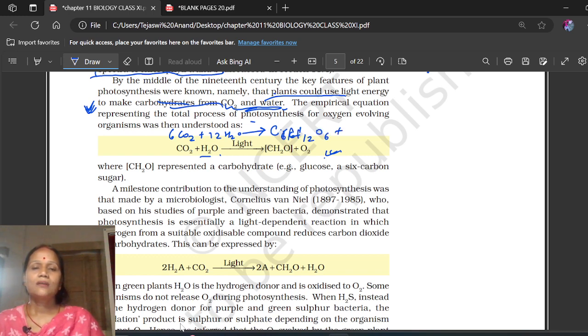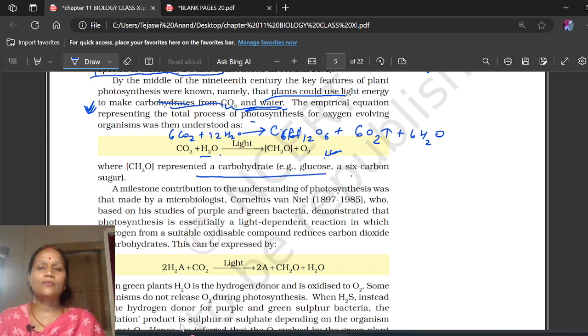C6H12O6 and oxygen 6O2 liberated and water changes into water. So CH2O represents a carbohydrate, which is a 6 carbon compound, C6H12O6.